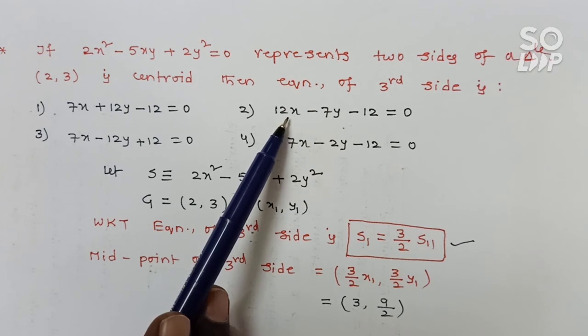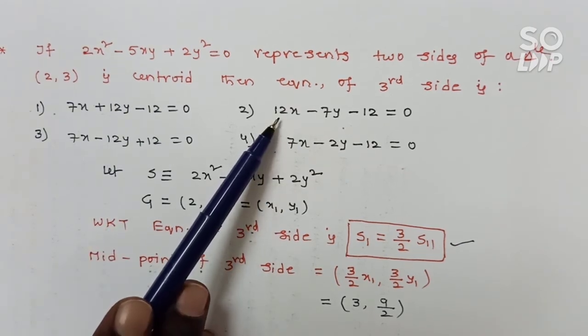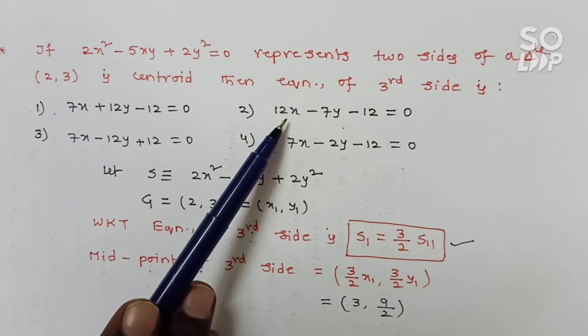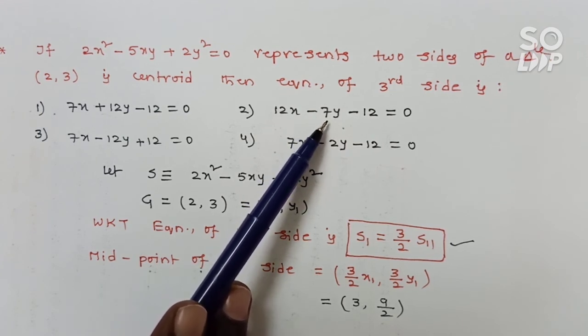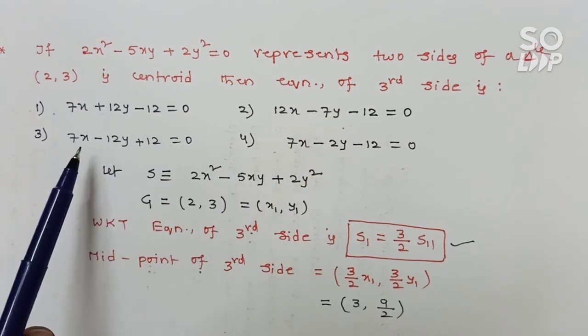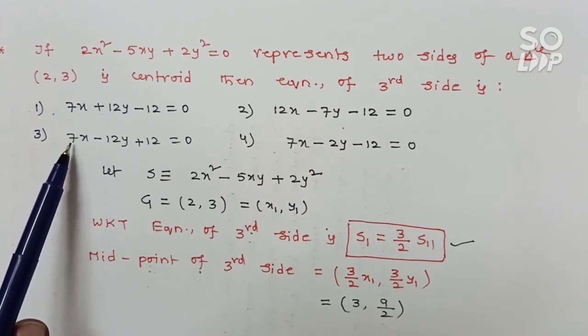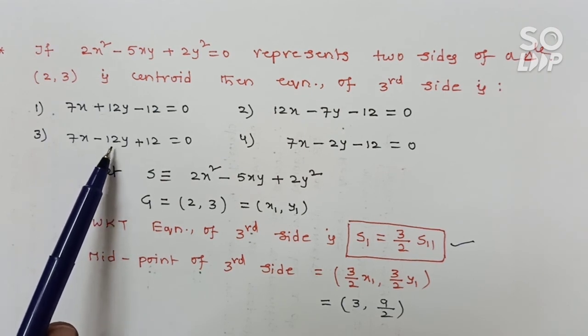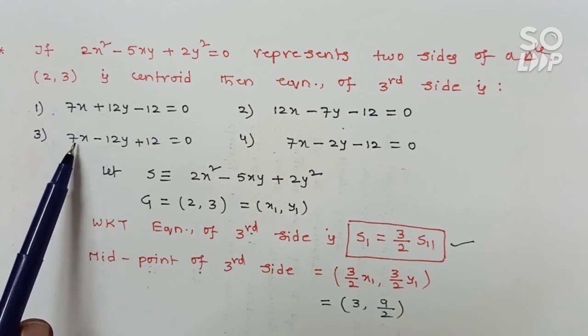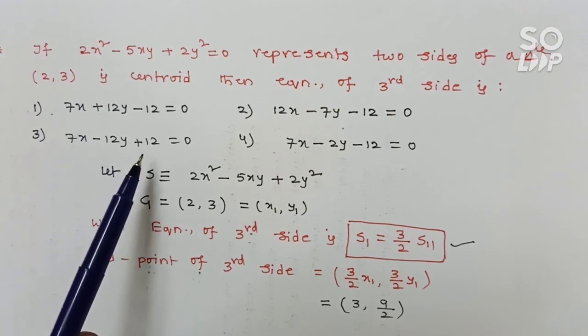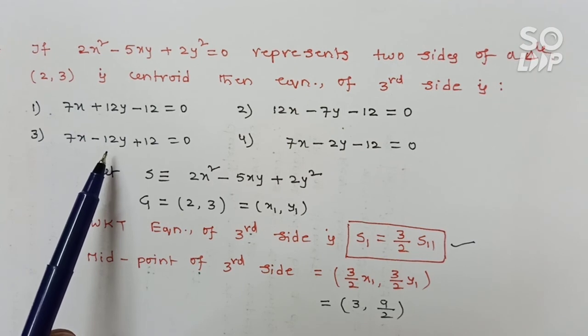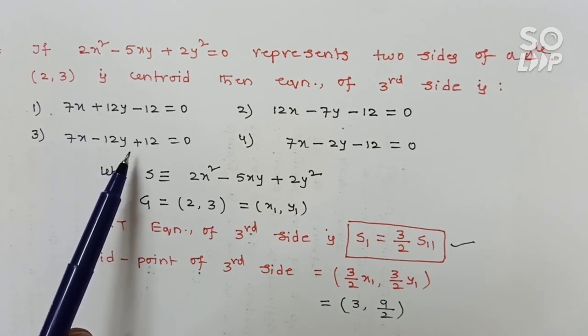Next you go to the second option. This one is 12 into 3, that is 36. 36 minus 9 sevens are 63. So this one will also not be satisfied. Then the third option is 21 minus 6 into 9. 21 plus 12, 21 plus 12 is equal to how much? 33. 33 minus 6 nines are 54. This is also not satisfied.